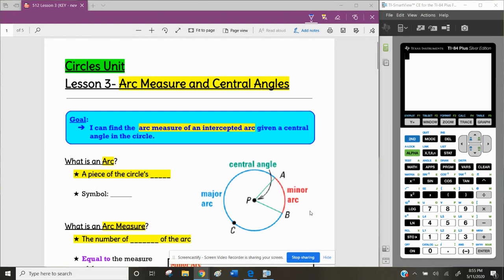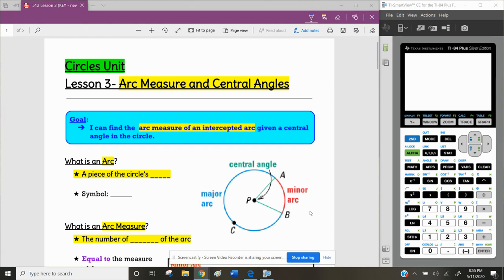So our goal is that you can find the arc measure of an intercepted arc, or the central angle measure for that matter, if we're given a central angle. So if we're given one piece, can we find the other? If we're given arc measure, can we find the central angle? And if we're given the central angle, can we find the arc measure?